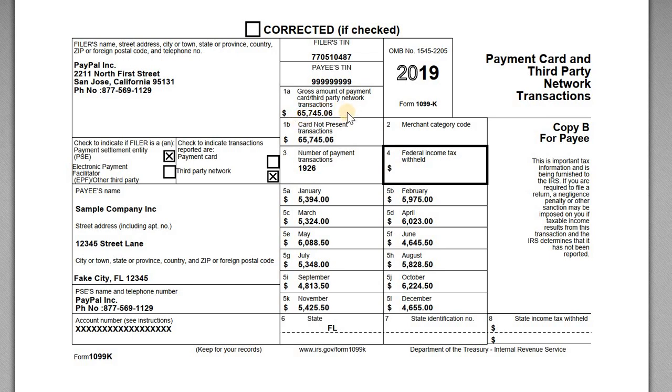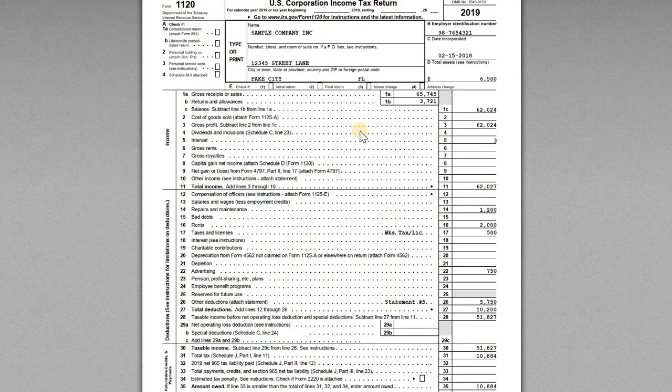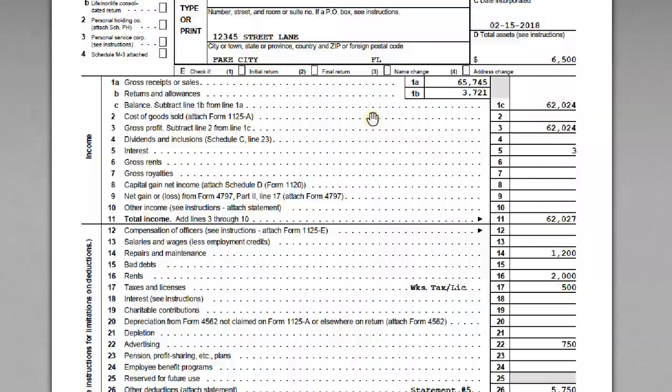So here's a couple things to really highlight here that's important. This number in 1A is truly the gross amount of payments. It doesn't include the fees, and it doesn't include any returns or chargebacks. And that's really important because I see a lot of taxpayers report on their returns not the true gross amount, right? They report the net amount that was deposited into their account at the end of the year rather than the gross payment amount. So if we scroll down, I have a sample return here, page 1 for this corporation.